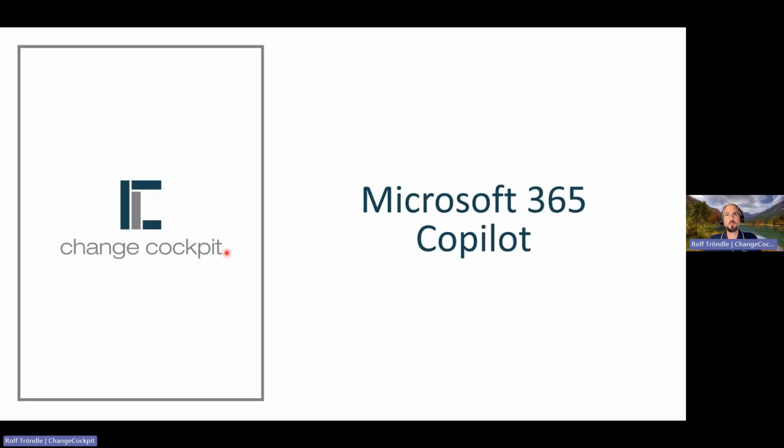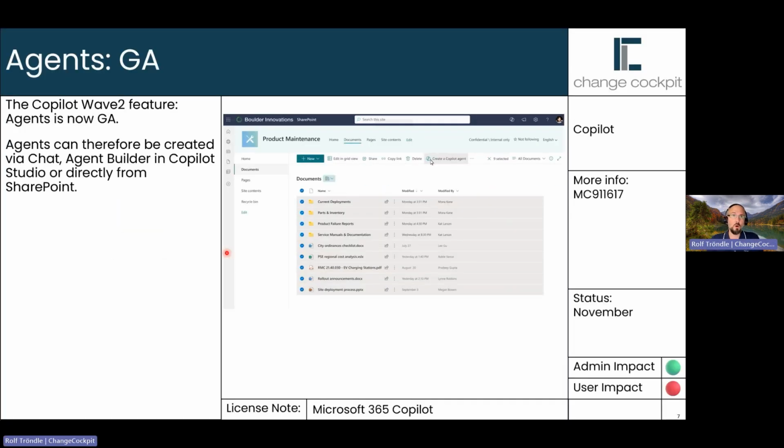So let's start with this one. First of all, Copilot agents. Agents is a Wave 2 feature. If you want to have a bit deeper look at Wave 2, it is also available on my YouTube channel. But this is the first feature which now reaches general availability: Copilot agents. You can either create your own agents in Copilot Studio, or you can start directly from SharePoint. The idea behind the agents is to have an autonomous acting agent.